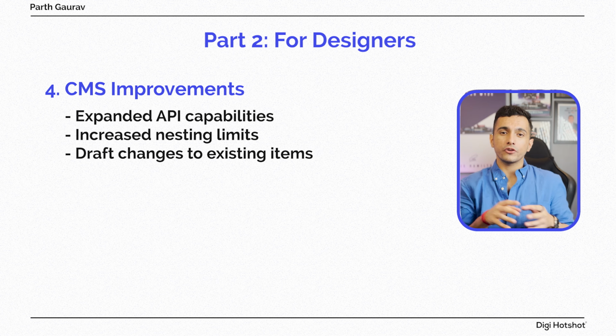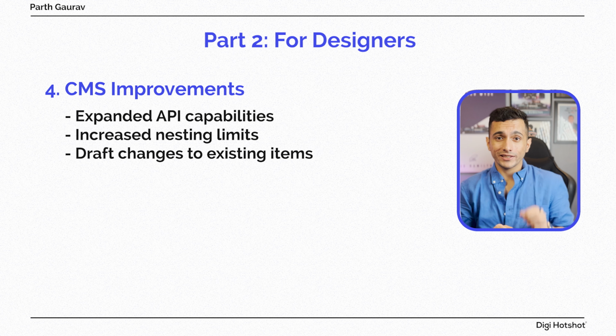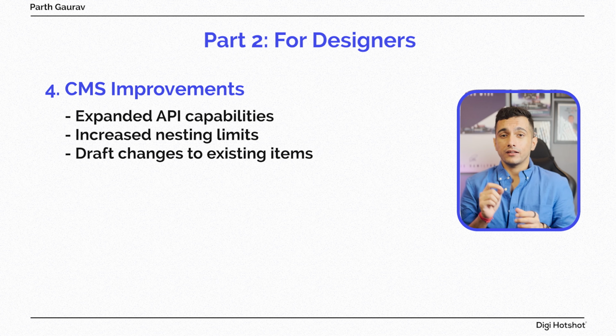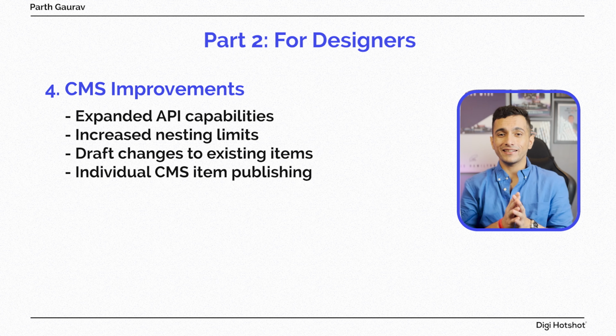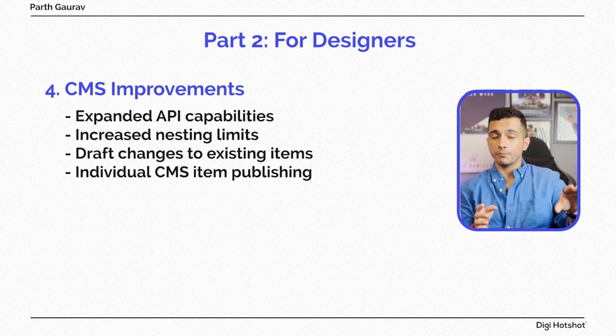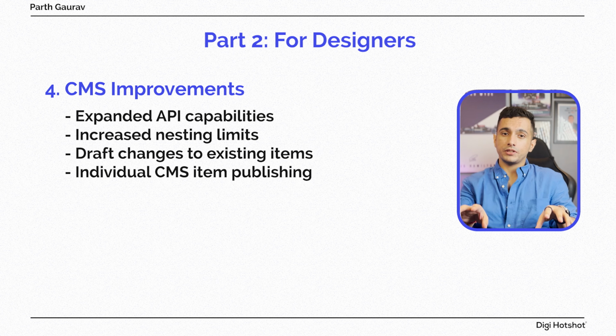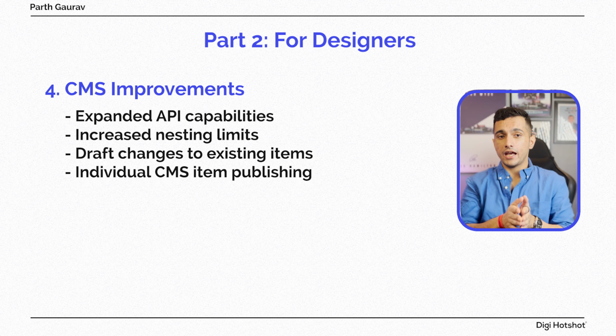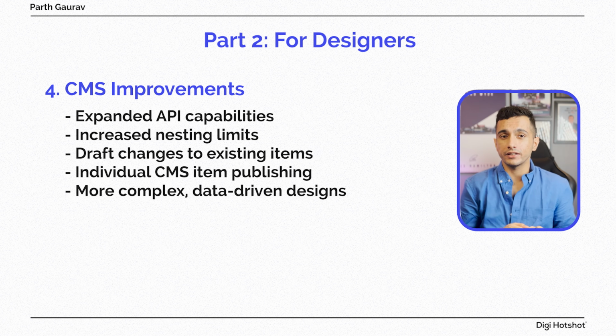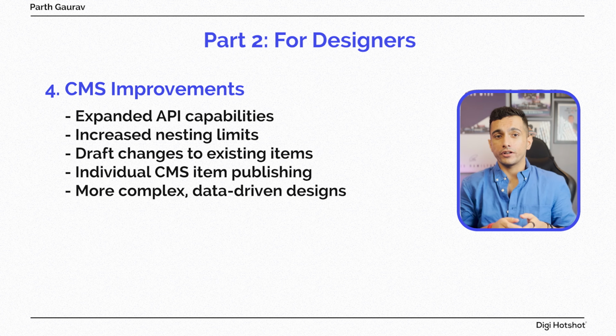Next is more control over content publishing, including the ability to draft changes to existing items and publish individual CMS items to all domains without a full site publish. And I think that's a really important update, because when your site is huge, there are times that some pages are being worked on and some CMS item needs to be published, and this will really help a lot in that workflow. So these updates allow you to create more complex data-driven designs and manage content more efficiently.